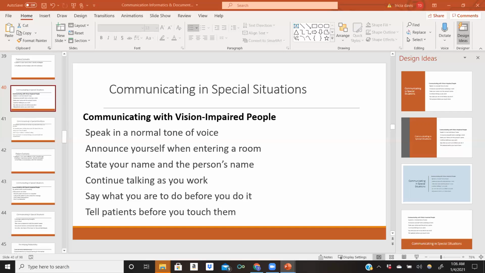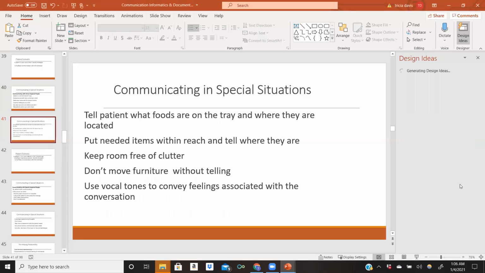And then you always want to tell your patients before you touch them. So if you're going to listen to their chest and their heart with your stethoscope, you're going to say, Mrs. Jones, you're going to feel my stethoscope. If it's okay with you, I'm going to place it on both sides of your chest, the right and the left, and I'm going to listen to your heart. So that way they know completely what's going on and what to expect from you.